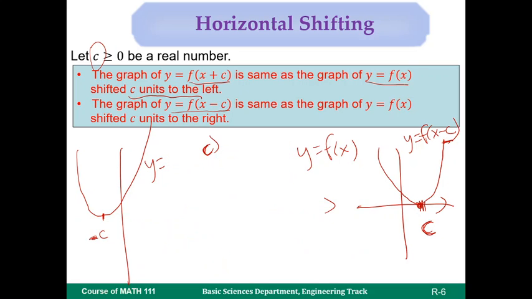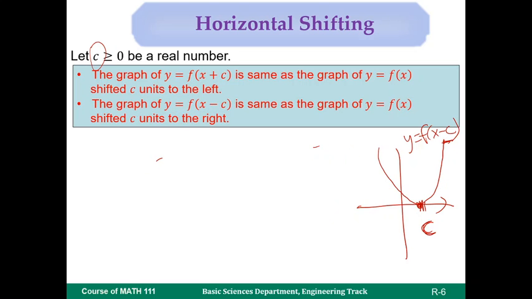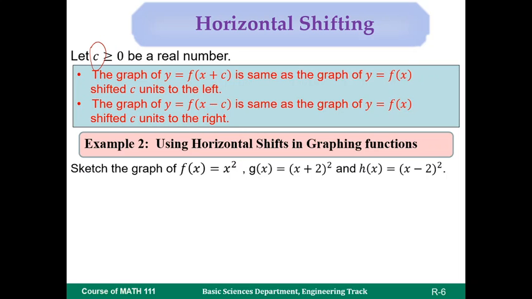Okay, let's see an example of this. Look at this function here. In this example, it says sketch the graph of f of x equal to x squared, then do this one, x plus 2 squared and x minus 2 squared. Now think of this as f of x. So this is equal to f of x plus 2 squared, right? And this is like g of x, f of x minus 2 squared.